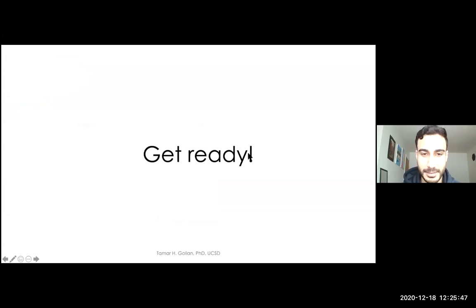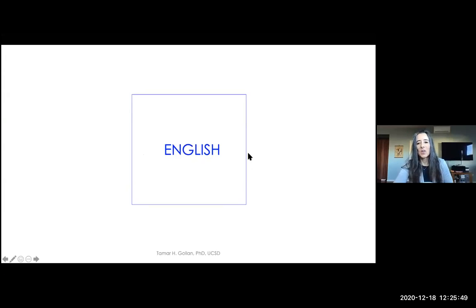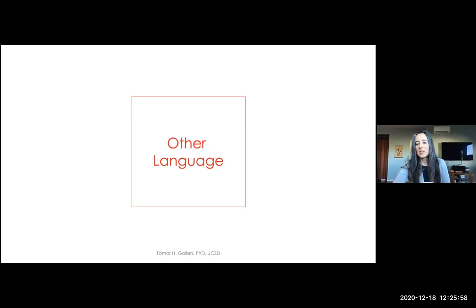Okay, get ready. So this is harder. When you see a blue square around the picture, you have to name the picture in English. And when you see a red square around the picture, you have to name it in some other language, whatever language. Usually we give people practice with the colors, and we're just tossing you straight into the fire. So.